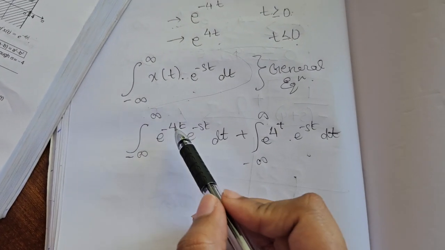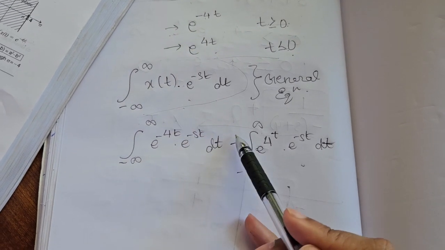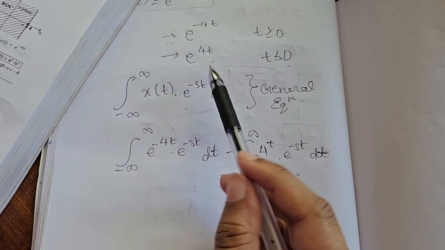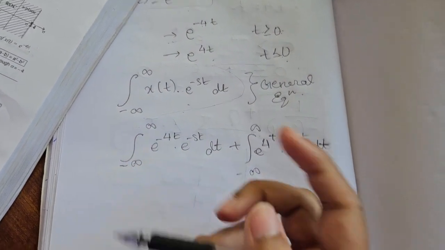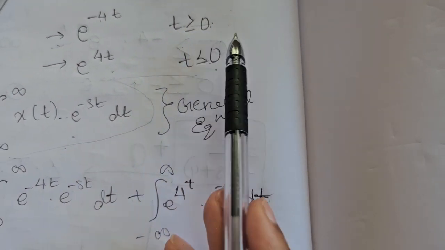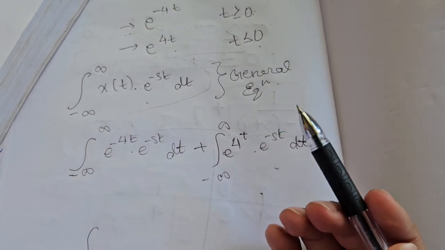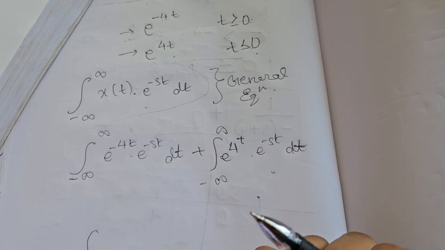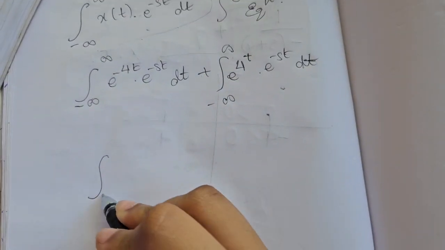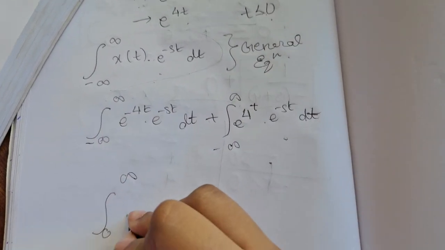Now, looking at what I've done here, I've written the general formula for the first case plus the general formula where x of t is my second case. Looking at the cases, I can figure out the limits. For the first case, where I have e raised to minus 4t, my t is greater than 0, which means it would range from 0 and higher. So 0 to infinity, because there is no other limit given. And then you just continue writing.